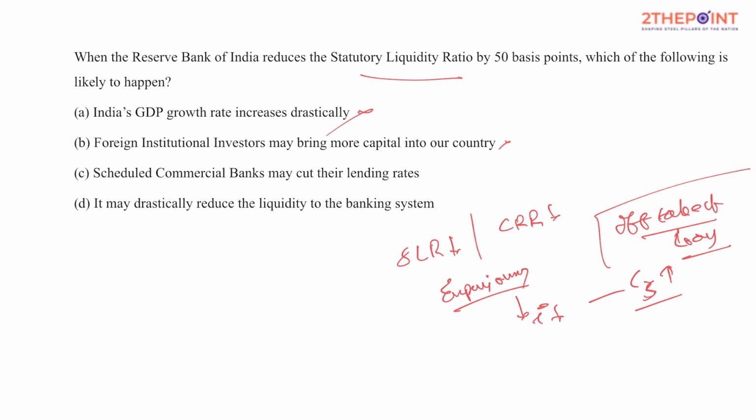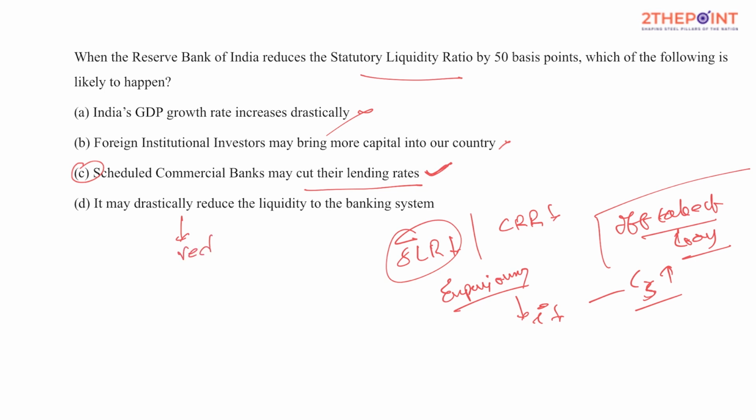Scheduled commercial banks may cut their lending rates? Yes, there are high chances, because they would be left with more liquidity, since they don't need to maintain as many deposits in the form of SLR. So they would be left with more capital or liquidity, and that might help these bankers cut their lending rates. It may drastically reduce the liquidity in the banking system? No, it might not.